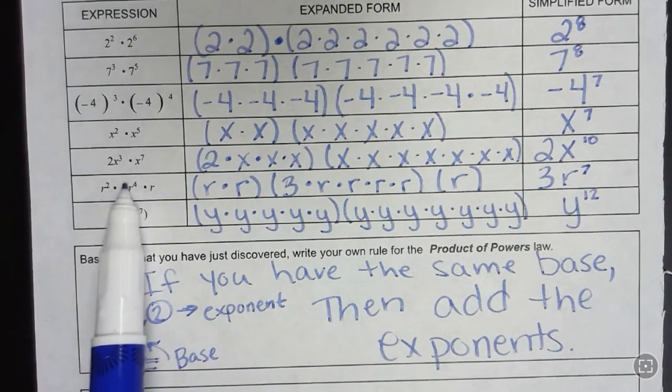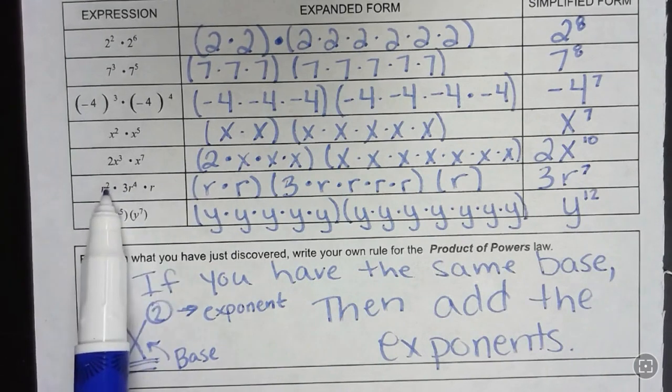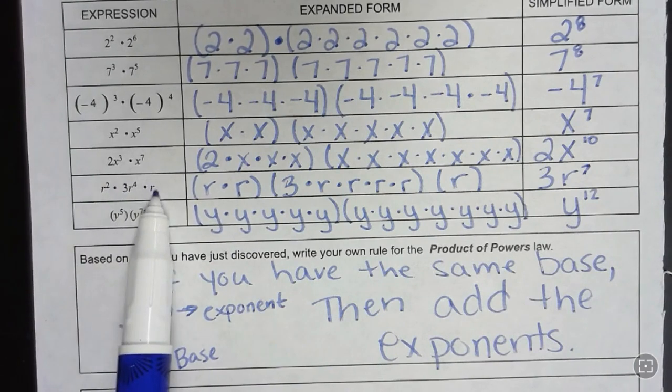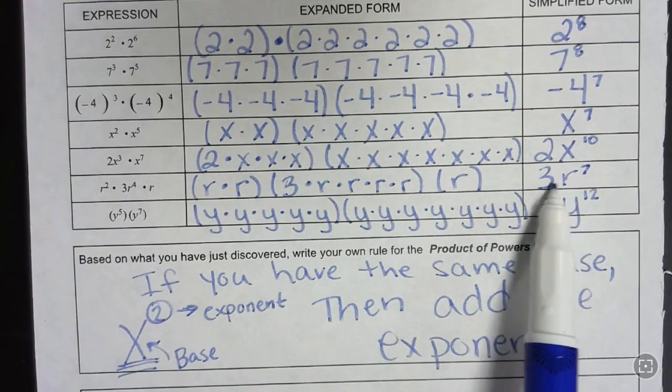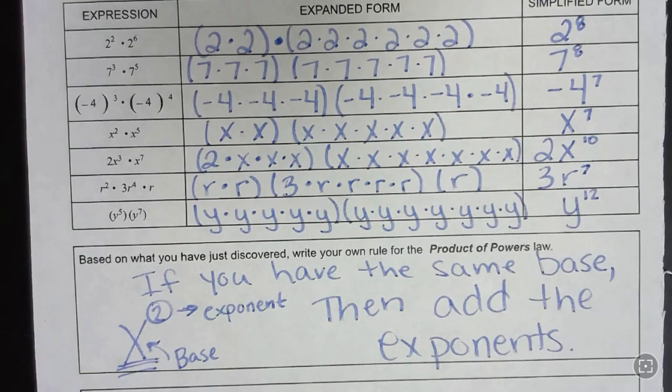Like this, my 3 was all by itself, so I ended up with 3. And then if I add all of the exponents with all of the r's, I have 2 plus 4 plus 1, that's 7. So I have 3 to the 7th, or 3r to the 7th power. All of this works.